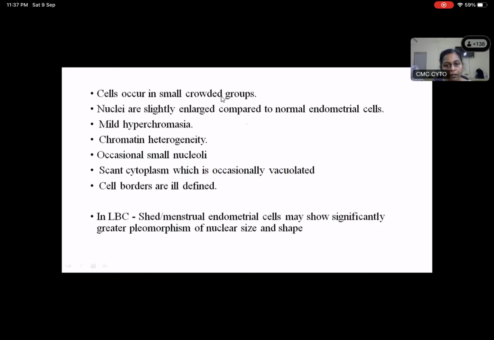So they occur as small crowded groups. Nuclei are slightly enlarged compared to normal endometrial cells. As the grade of the tumor increases, the nuclear size keeps increasing. Hyperchromasia, chromatin heterogeneity, small nucleoli, scant cytoplasm which may be vacuolated, cell borders are ill-defined. In LBC, even the shed endometrial cells may appear abnormal, showing greater pleomorphism of size and shape. So sometimes even the normal shed endometrial cells get reported as atypical endometrial cells on LBC.